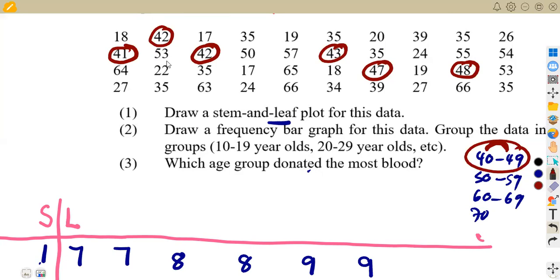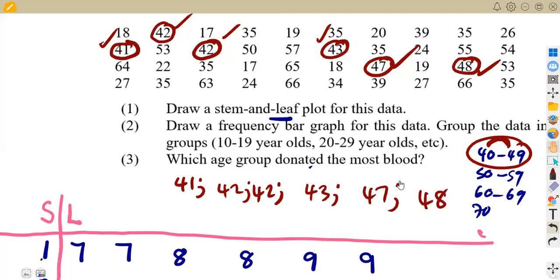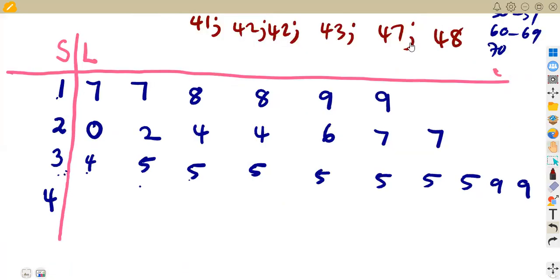Okay, let's write them down in order. The smallest one, as you can see, is 41, followed by 42, 42, 42, followed by 43, followed by 47, followed by 48. These are the ones that we have. So you're going to have our numbers like this.